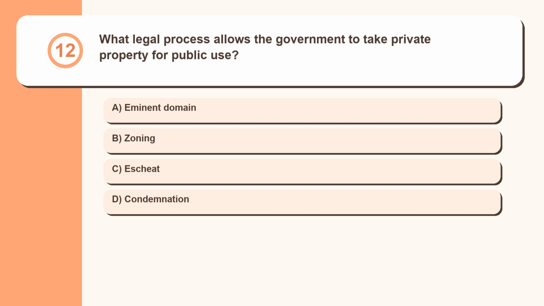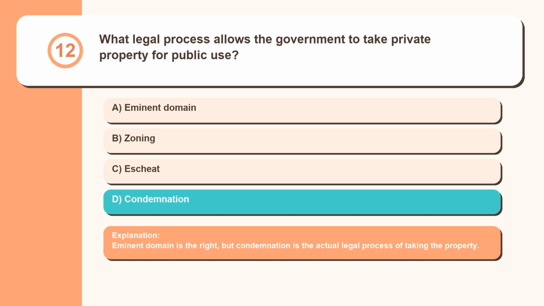Question 12. What legal process allows the government to take private property for public use? Eminent domain, zoning, escheat, condemnation. Eminent domain is the right, but condemnation is the actual legal process of taking the property.